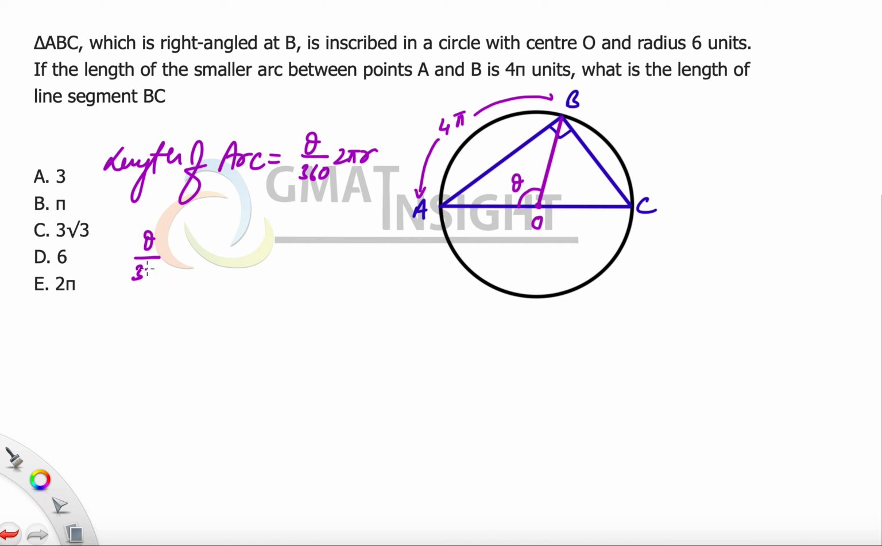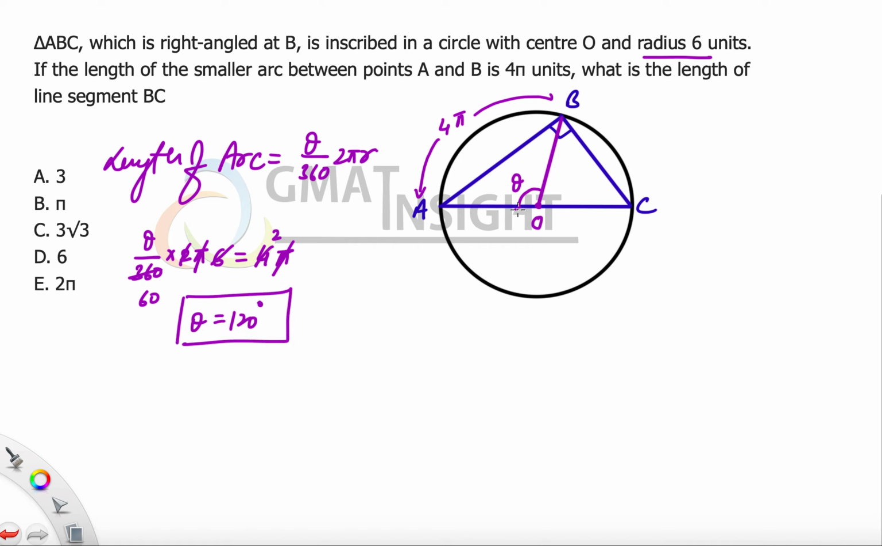Now we know theta over 360 multiplied by 2 pi r, where radius is 6 units, is equal to 4 pi. This is the first expression that we have, which we have to simplify first. So 6 cancels it 6 times, 2 cancels it 2 times. So theta becomes 120 degrees.